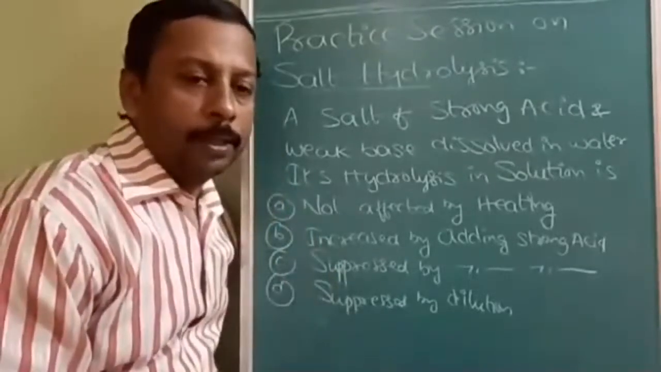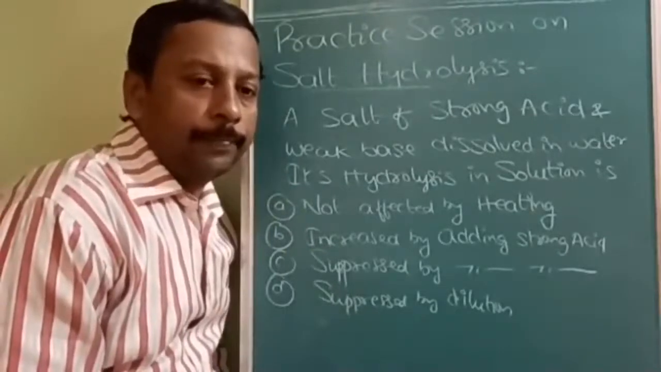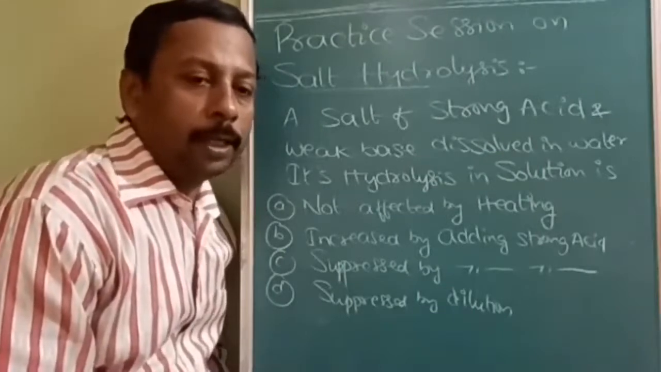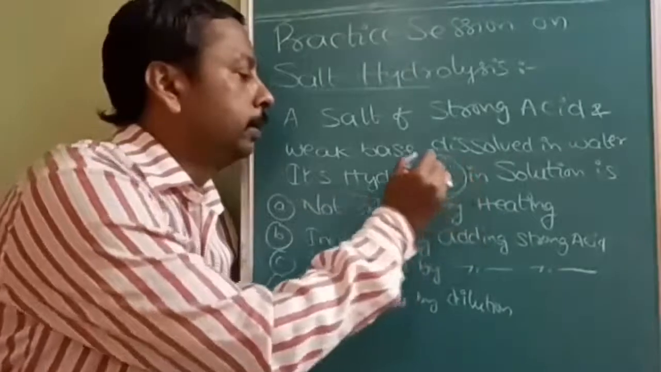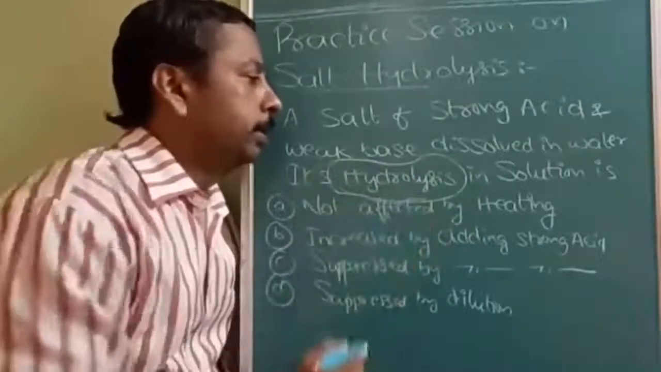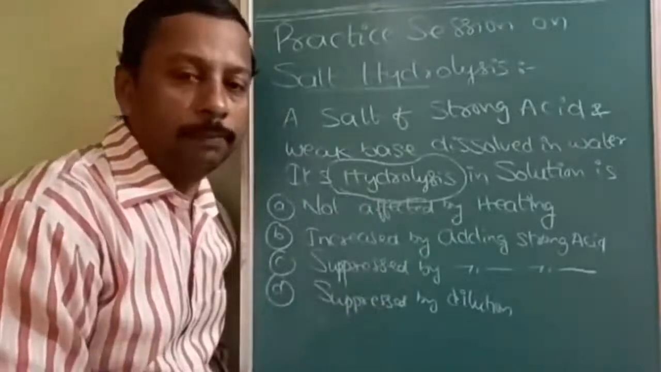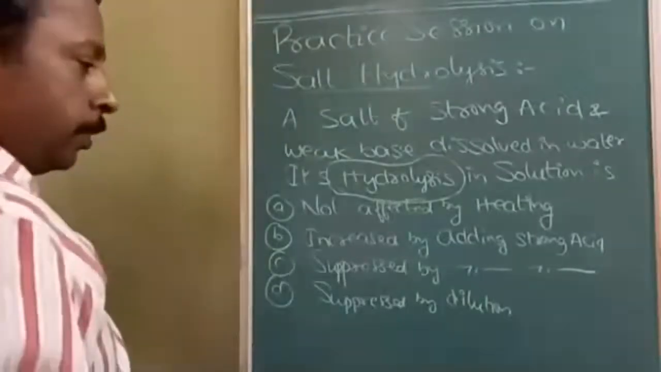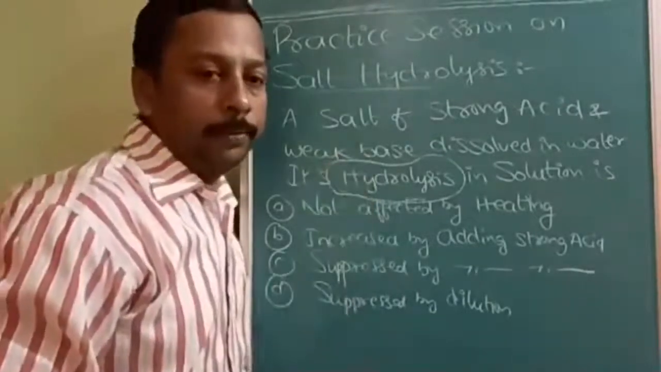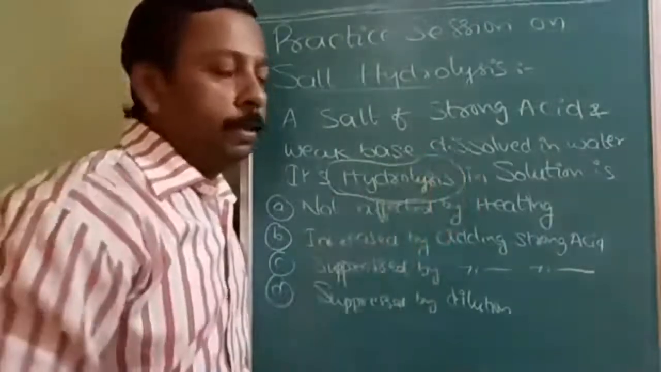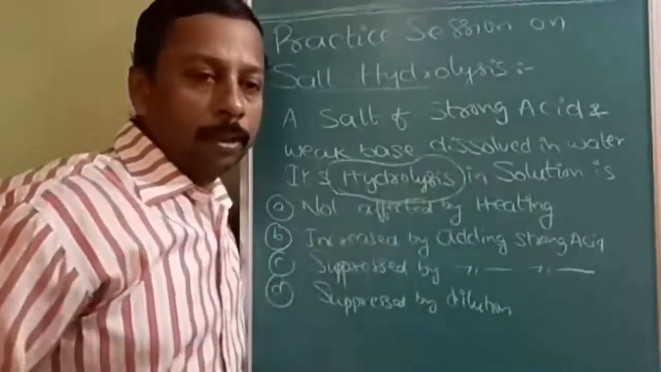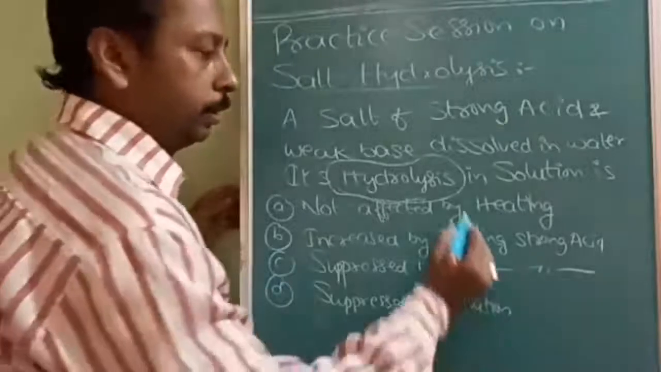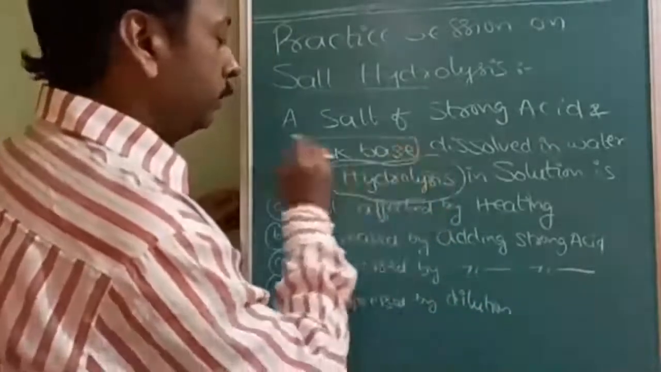Okay, next question. A salt of strong acid and weak base. Base is weak, acid is strong, and dissolved in water. It's hydrolysis. That means the extent of hydrolysis changes in which of the four options? Listen now. See here, it is a hydrolysis question, and it is strong acid and weak base. Which hydrolysis will it undergo? It will undergo cationic hydrolysis, because the base is weak.